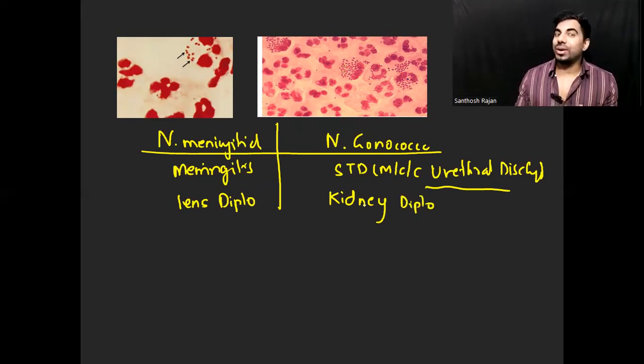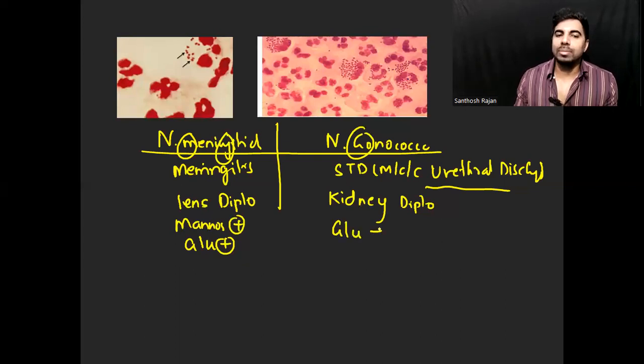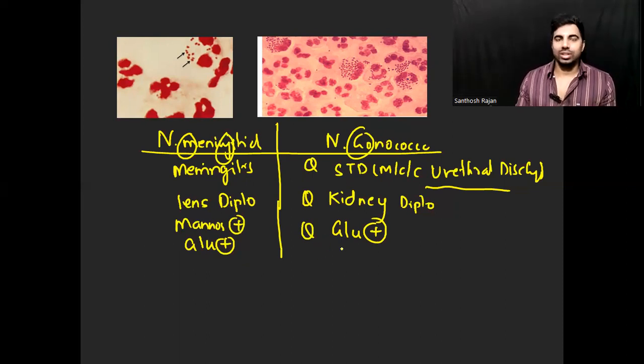And one more thing about biochemical reactions. See, Neisseria meningitidis, we have M and we have G. So mannose positive and glucose positive. But gonococcus has only G, so glucose positive. This can also be asked. All questions in gonorrhea, everything is important. Okay, very important. So G, glucose.